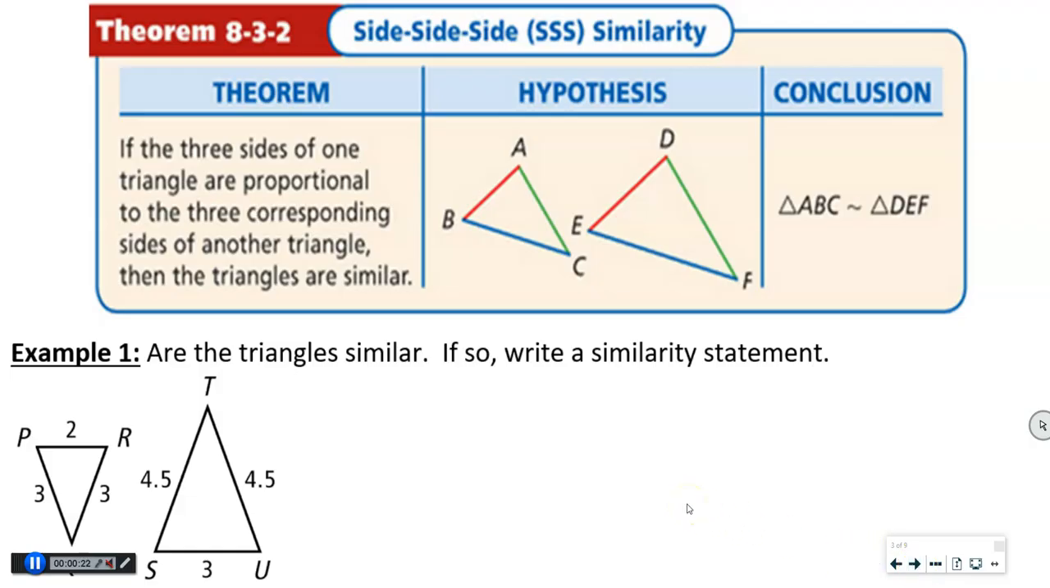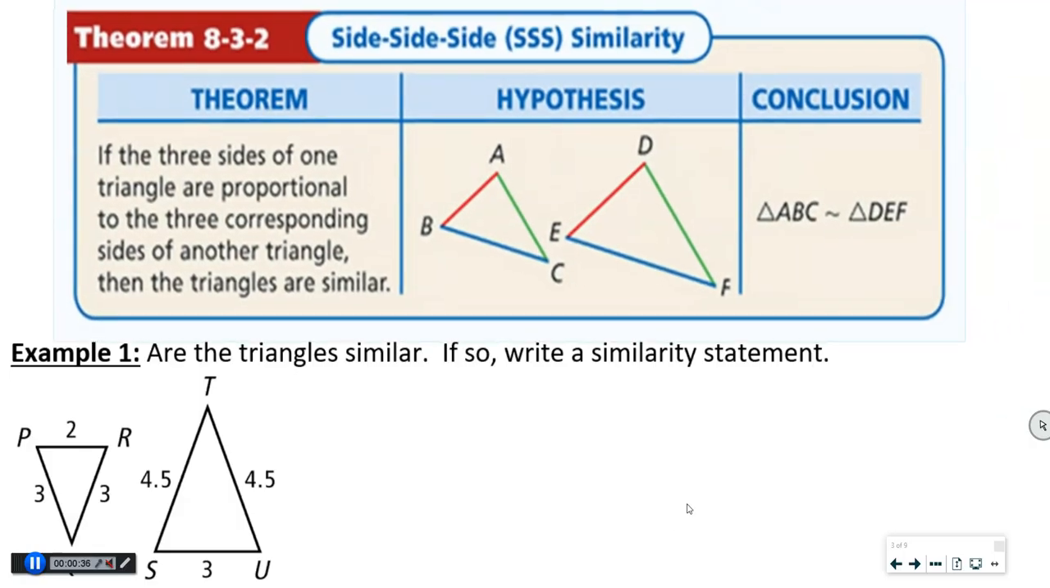Side, side, side similarity is if three sides of one triangle are proportional to three sides of another triangle, then the triangles are similar. What does that word proportional mean again? Proportional means we're going to get the same fraction, okay? For each of the sides that are corresponding.